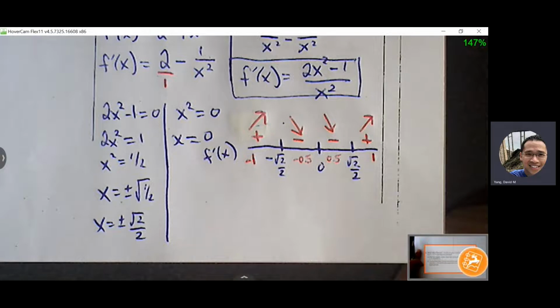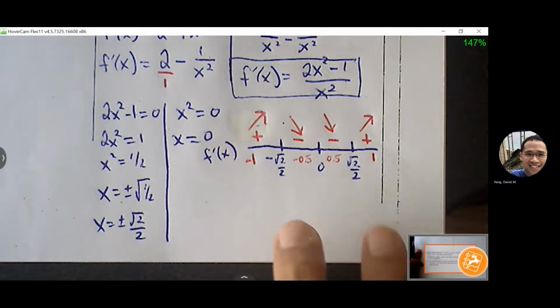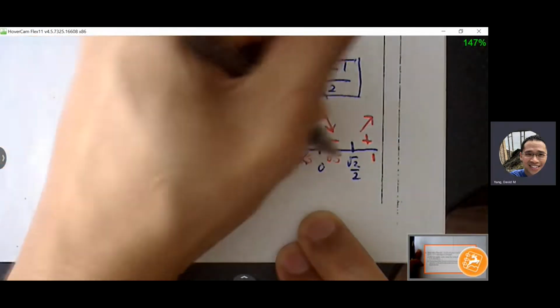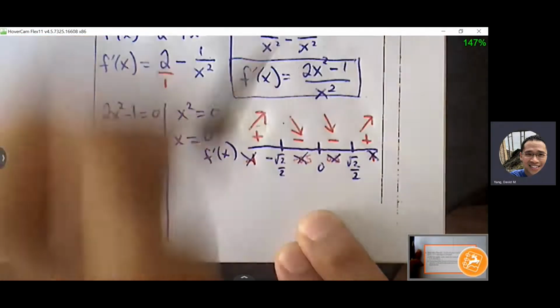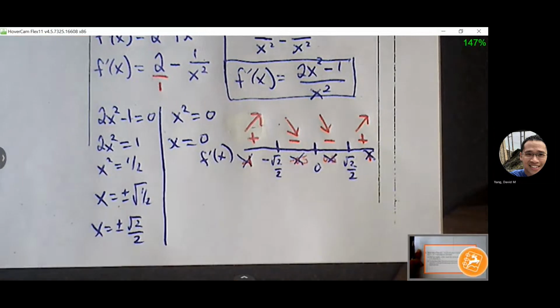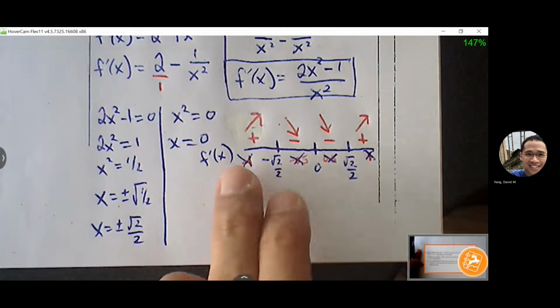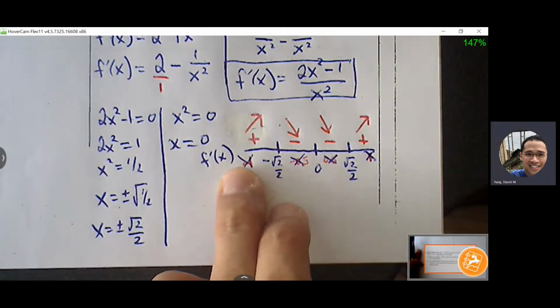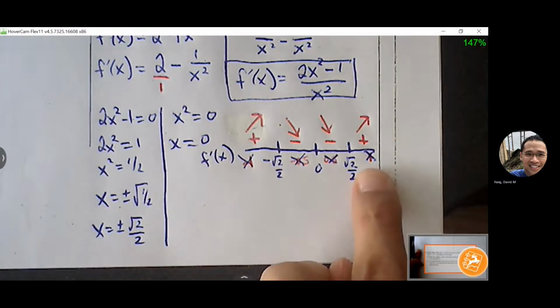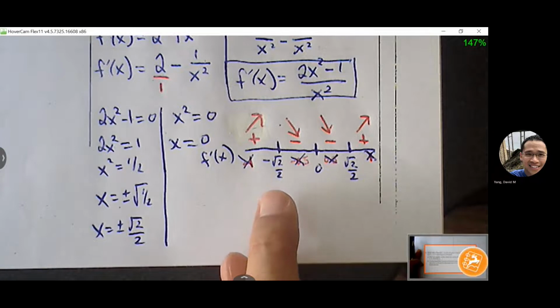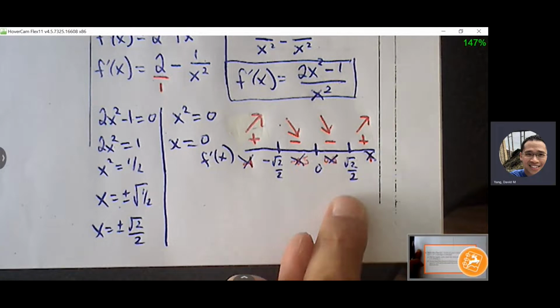Okay, what would you write as your interval of increase? And remember, go ahead and cross out those test points. You're not going to ever use them again. Okay, what's your interval of increase? Okay, and then? Good, okay. Now, what about the interval of decrease? Good. And then from 0 to root 2 over 2.